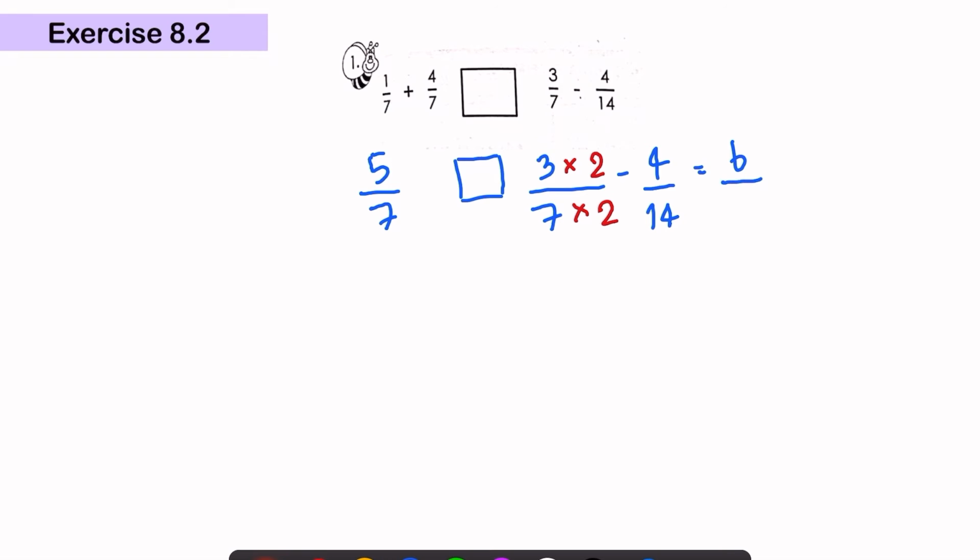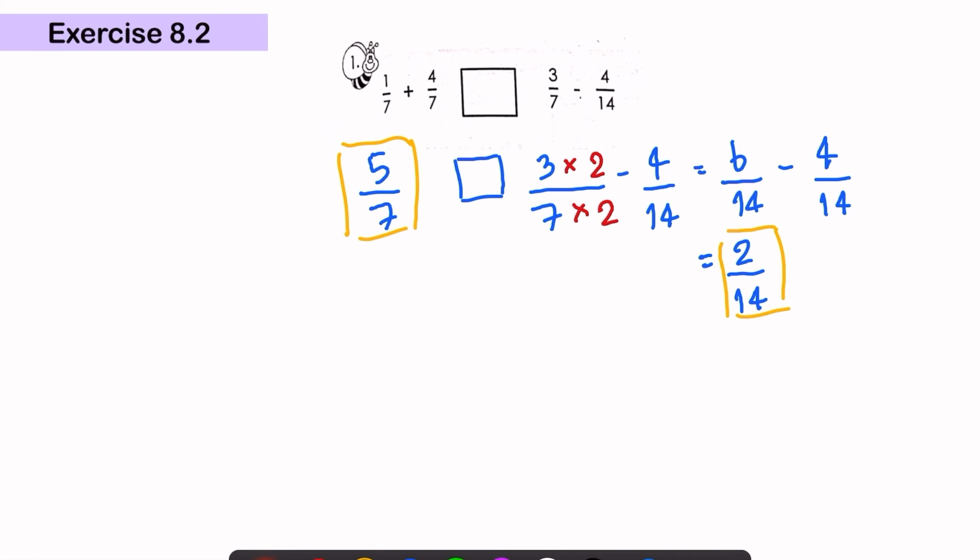This is what we get. 6 over 14 minus 4 over 14. So now, can you see? Check the denominator again and you can see that they are equal. Then the answer is 2 over 14. So this is the answer.